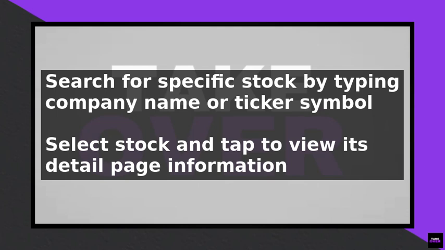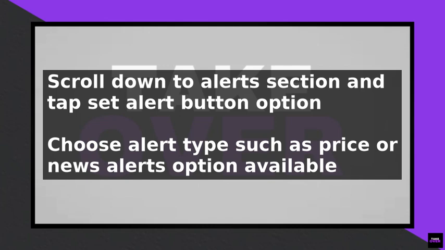Enter the target price and select the frequency of the alert, such as only once or every time the condition is met. Once you have set your alert, tap on the Create button to save it. You can view and manage all your alerts by navigating to the account page and tapping on the Alerts tab.